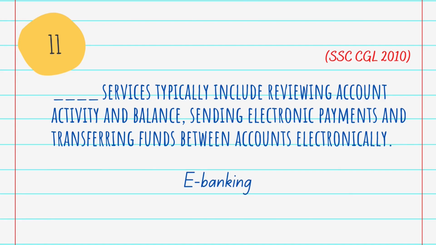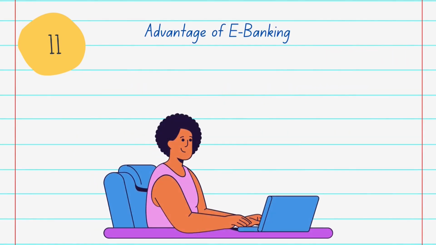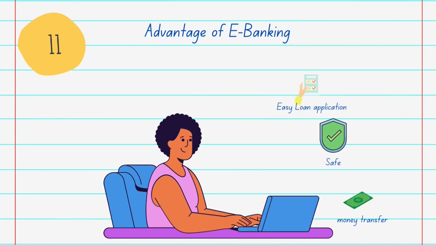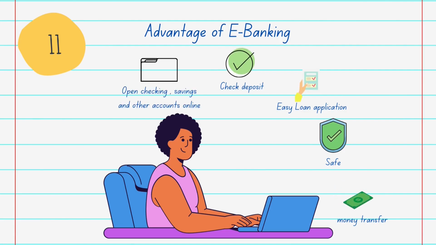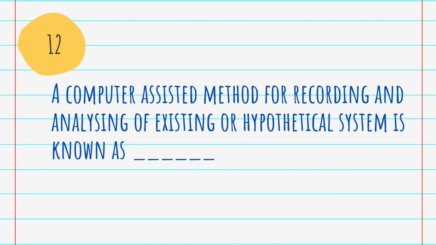E-banking, or electronic banking, is the method of banking in which the customer conducts the transaction electronically via the internet. In this type of banking, use of computers and telecommunication enables banking transactions to be done by telephone or computer rather than through human interaction.